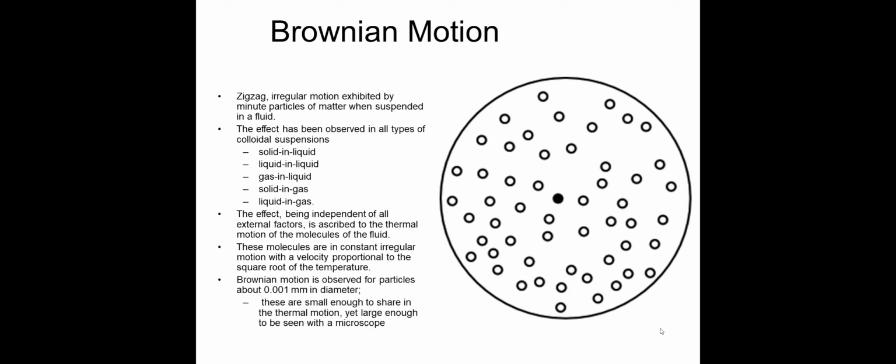The molecules are in a constant irregular state of motion with a velocity that's proportional to the square root of temperature. And Brownian motion is observed for particles that are about 0.001 millimeters in diameter. They're small enough to share in the thermal motion, yet large enough to be seen with a microscope.